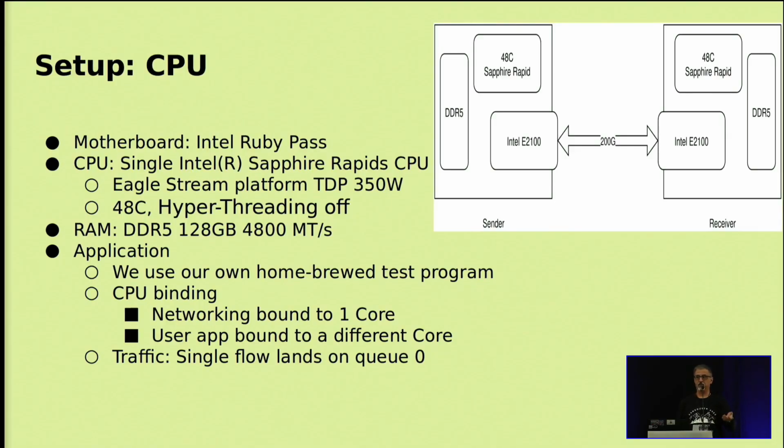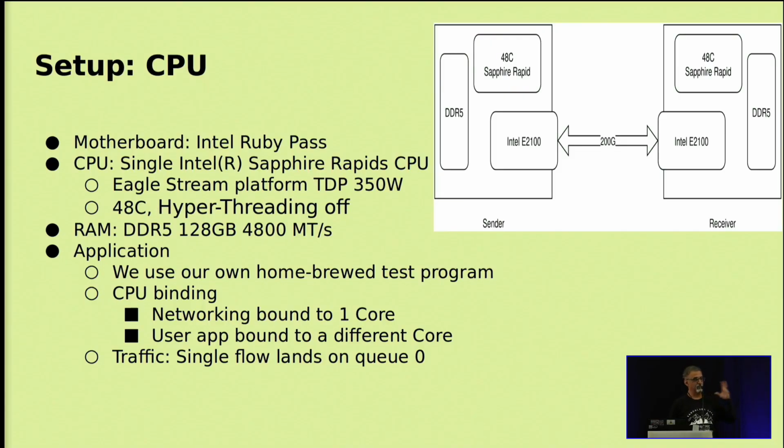I'm going to skim through this very fast, but you can slow me down by raising a hand. The motherboard is not very sophisticated. Well, it is sophisticated, but it's not a new one. There's only a single socket in there, and I think only Intel builds these motherboards. It's called the Ruby Pass. It's got a single Sapphire Rapids, which is known as the Eagle Stream platform, I believe is the marketing name, with 48 cores and a ton of hyper-threading. We've got 128 gigs of RAM, and we wrote our own homebrewed application. I'll add, it's written in Rust.